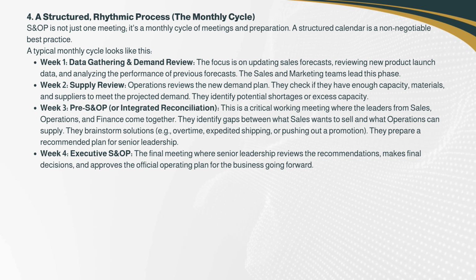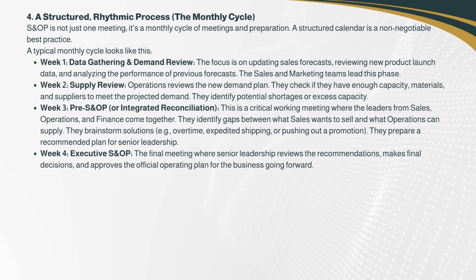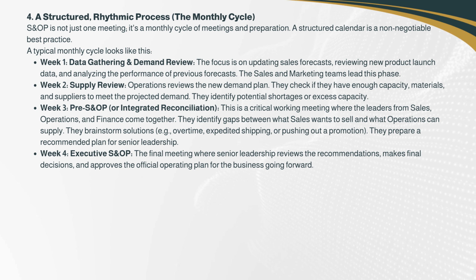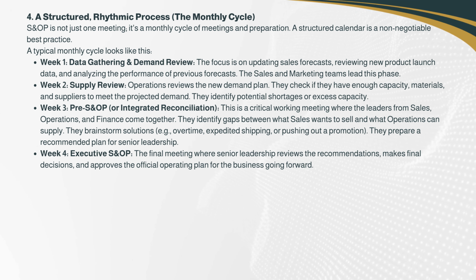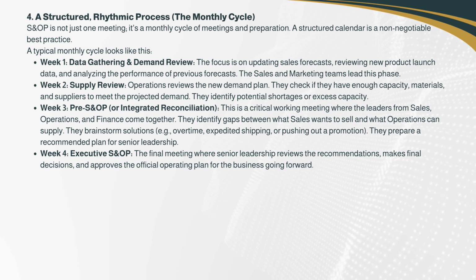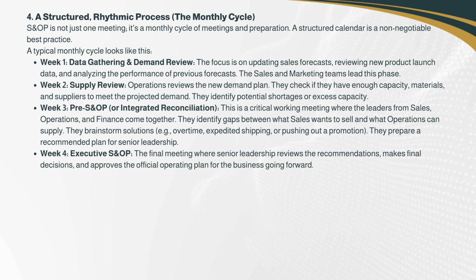4. A structured, rhythmic process. The monthly cycle. S&OP is not just one meeting, it's a monthly cycle of meetings and preparation. A structured calendar is a non-negotiable best practice. A typical monthly cycle looks like this. Week 1. Data gathering and demand review. The focus is on updating sales forecasts, reviewing new product launch data, and analyzing the performance of previous forecasts. The sales and marketing teams lead this phase.